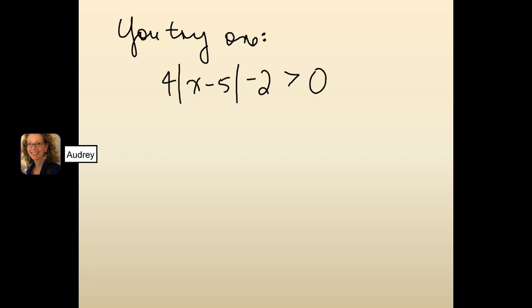Try this one. I would try it on paper. Don't try to sketch anything up here, but do the whole thing before you look at the next slide, because the entire answer with all the steps is on the next slide. Good luck!